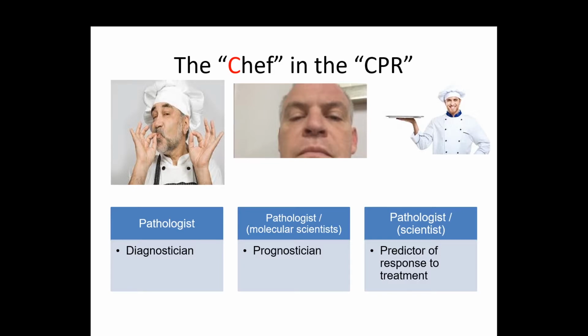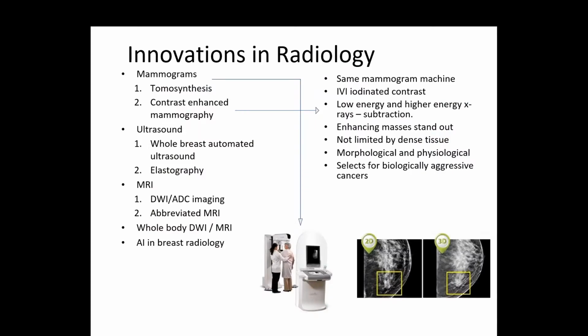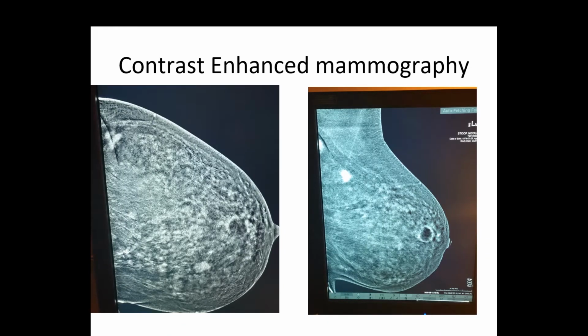So our pathologist, the chef in CPR, was initially the diagnostician. Now he prognosticates with working out biology, and we will have another lecture later on his ability to predict response and gene sequencing. Innovations in radiology have moved a long way. We now have tomosynthesis, we have contrast enhanced mammography, which we have available at Helen Joseph, elastography from an ultrasound point of view, and MRI. I think here's a nice example of a contrast enhanced mammography done at Helen Joseph, where a patient had an unknown primary, and you can see the primary and the node on the contrast enhanced very nice and easily here.